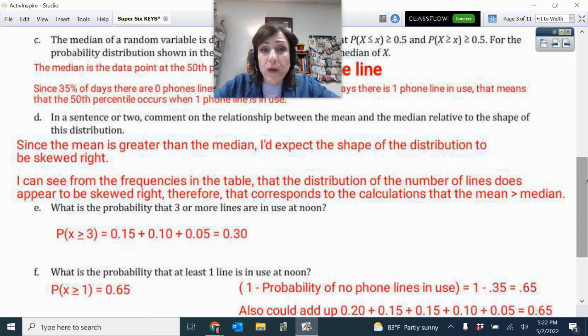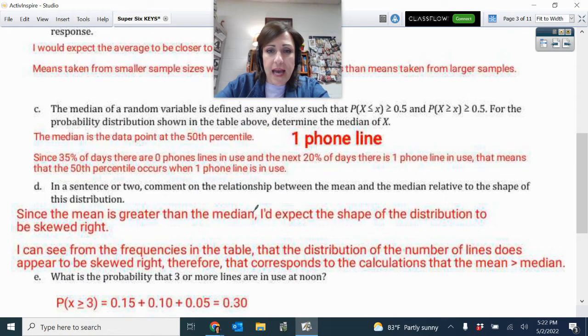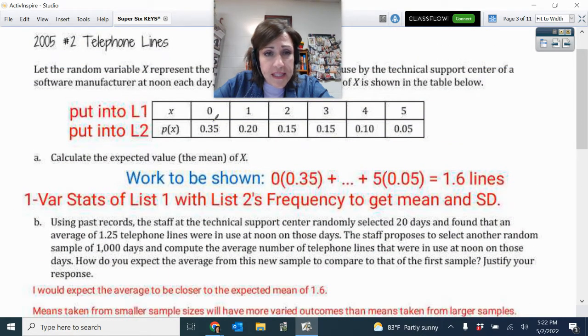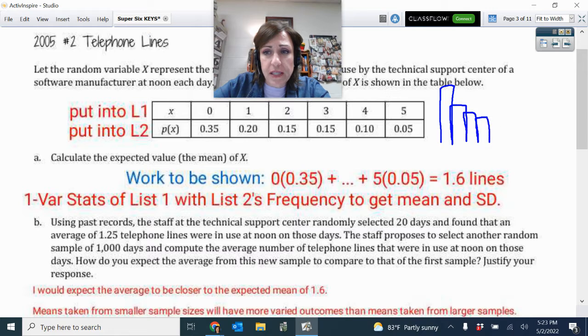In a sentence or two, comment on that relationship between the mean and the median and the shape. So remember, if we're comparing the mean, which is greater than the median, then I can tell that it is going to be skewed to the right because the mean is greater than the median. And if you look up here, this is the 35% of the time, and then the ones happen 20%, and then 15% and 15%. Oh, those should have been the same. And then 10, and then 5. So you can see it is skewed to the right.